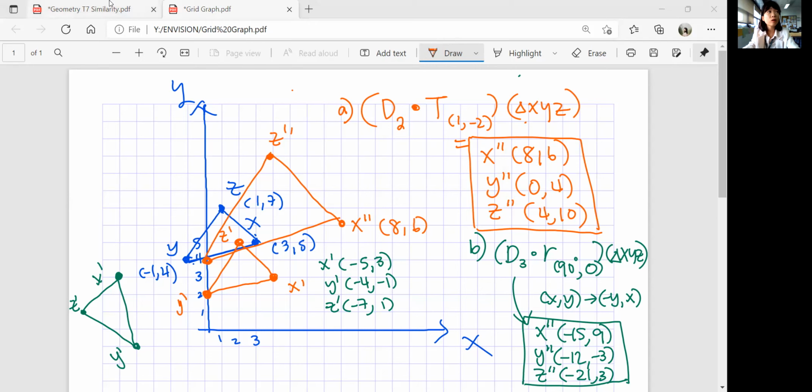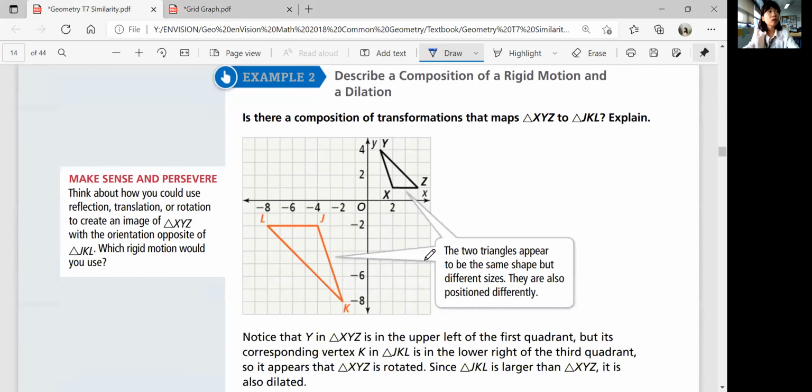Okay, going back. Example 2, describe a composition of rigid motion and a dilation. Is there a composition of transformations that maps triangle XYZ to triangle JKL? Okay, explain.